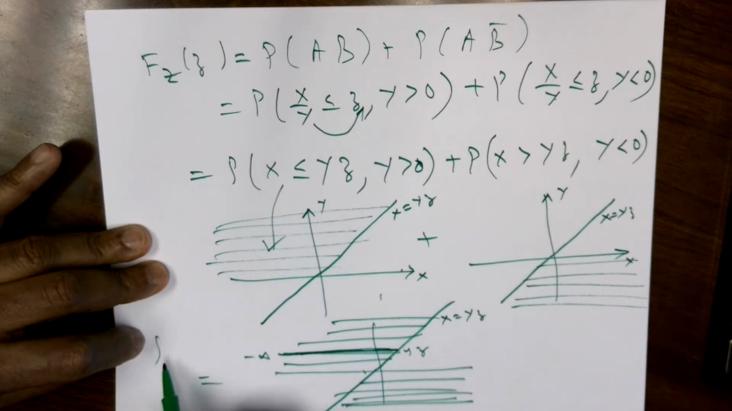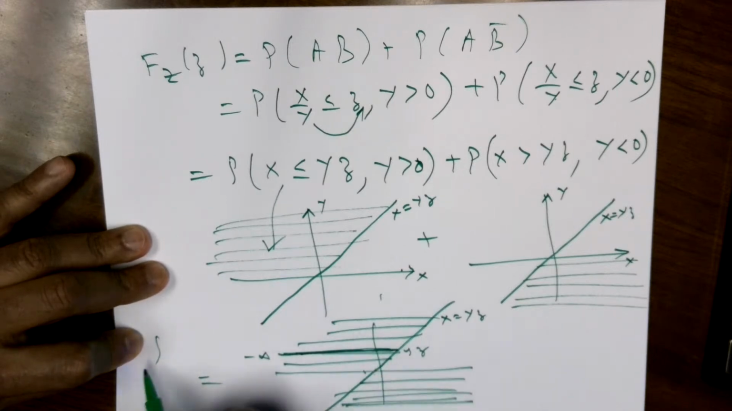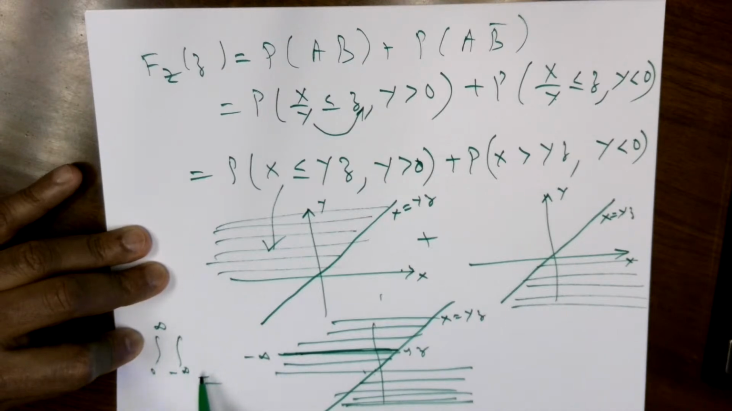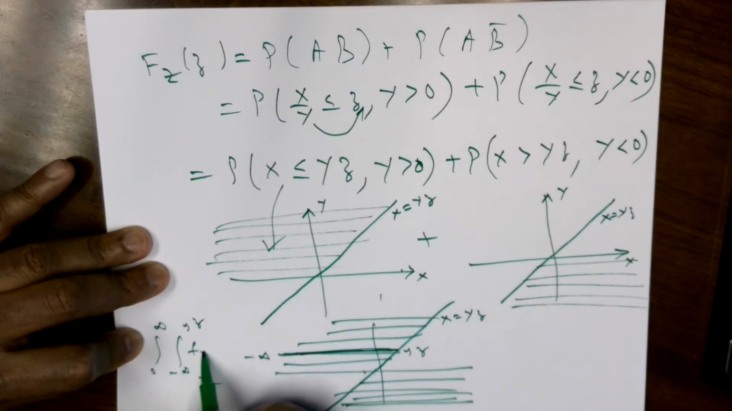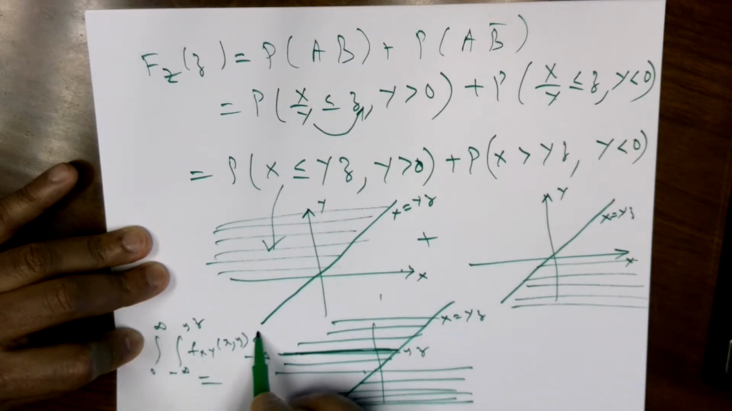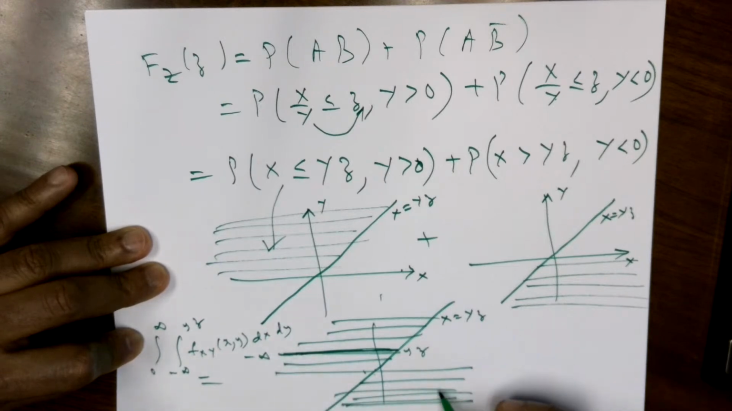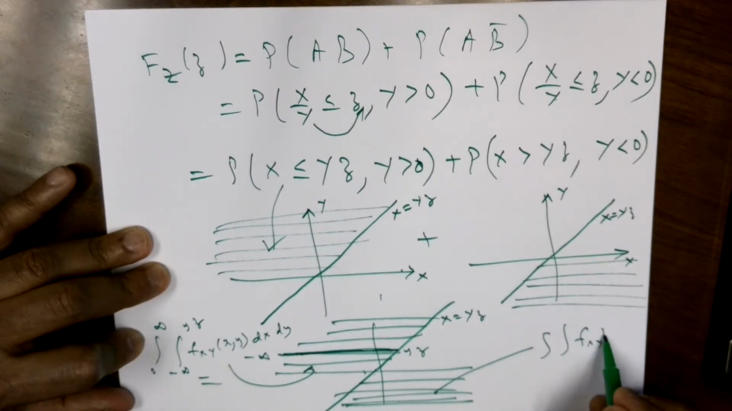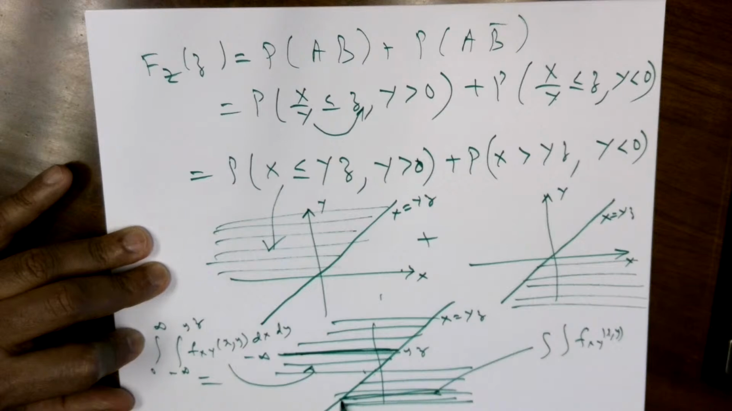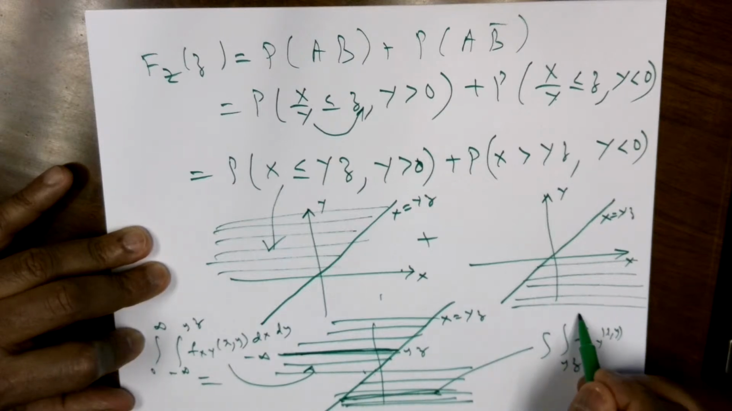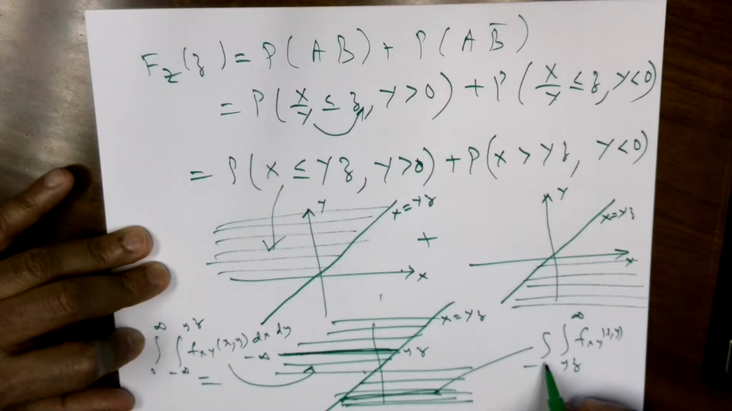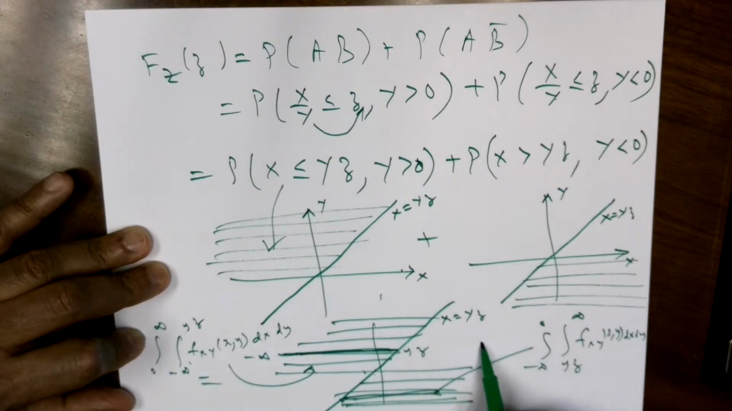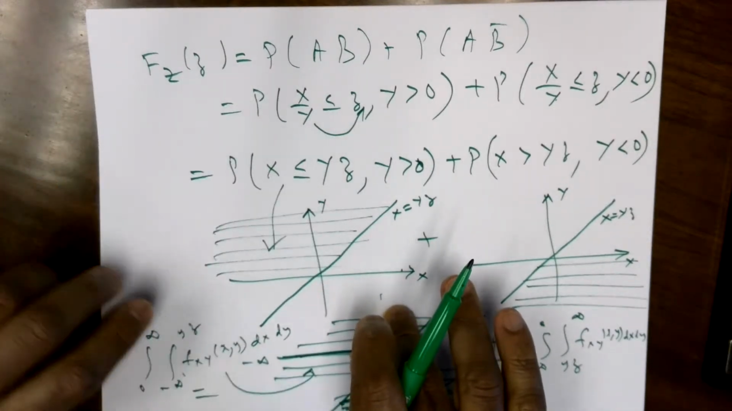So this integral is: Y goes from 0 through infinity, and X goes from minus infinity to Yz, of f_XY(x, y). First the integral over X, then Y. And similarly, this integral will be f_XY(x, y). Notice here X goes from Yz to infinity, and Y goes from minus infinity to 0, dx dy. So this plus this gives us F_Z(z). So let me put this up here.